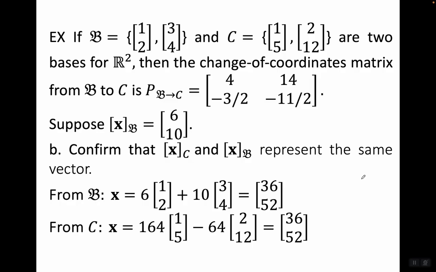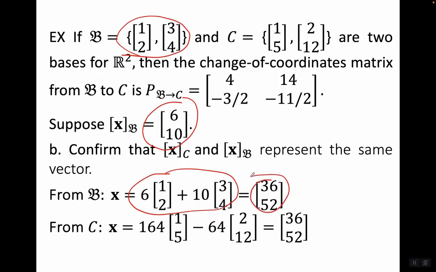Okay, confirm that x sub C and x sub B represent the same vector. I don't want you to take my word for it. I want to show you that this really works out. So again, we've seen that the coordinates of x relative to B are 6, 10. That means x is going to be 6 times (1, 2) plus 10 times (3, 4). Those are the vectors in the basis B. That works out to be 36, 52.